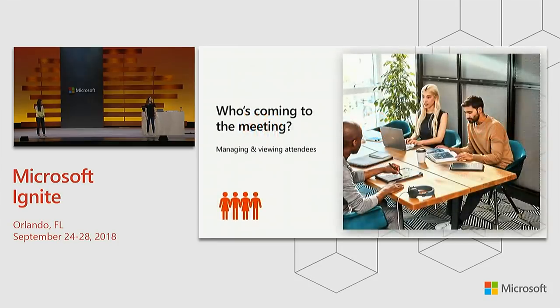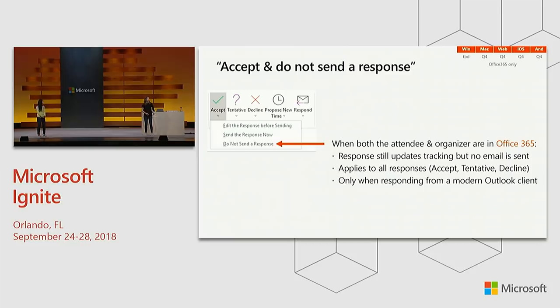So let's start with the who. Who's coming to your meeting? How do you manage and view the attendees on your meeting invite? So one thing that we posted to the Calendar Tech community back in February, we wanted to poll the audience and say, how do y'all feel about accept and do not send a response? What do you expect to happen when an attendee says do not send a response?